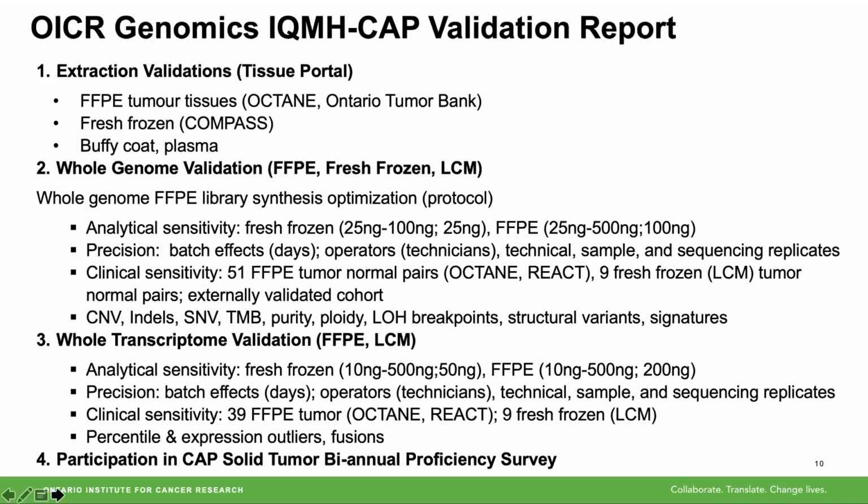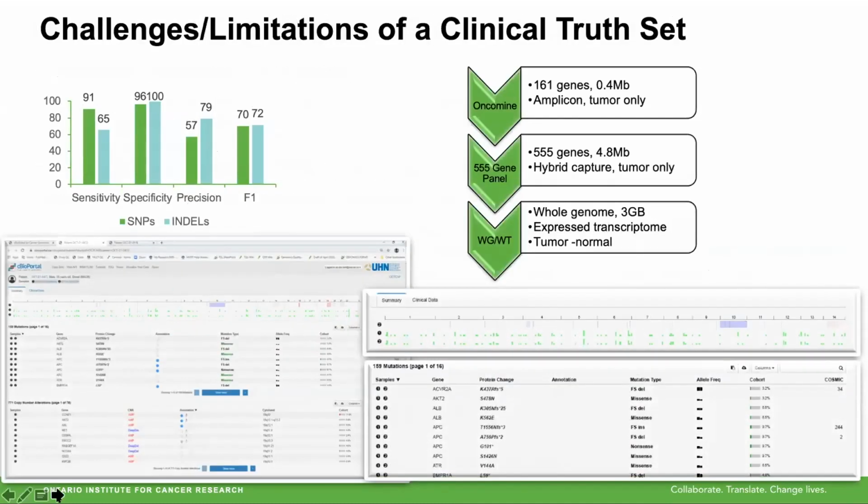For whole transcriptome, we also completed a similar series of analytical sensitivity and precision experiments and a clinical sensitivity cohort encompassing approximately 50 or so samples, looking for percentile and expression outliers and fusion. As well as these ongoing validation experiments, we've also participated in 2 rounds of solid tumor proficiency tests run through CAP. Next slide. So we have run into some challenges.